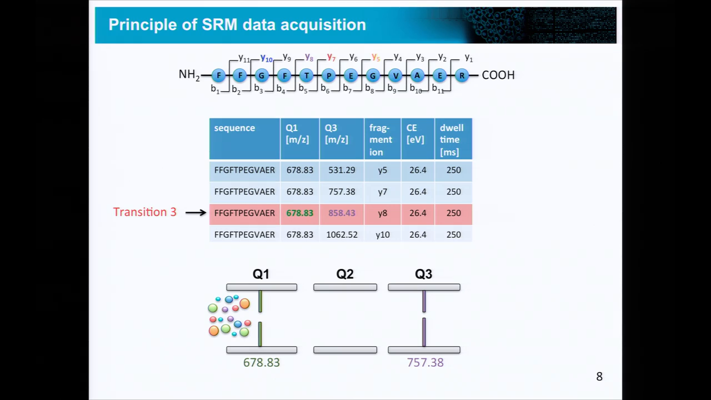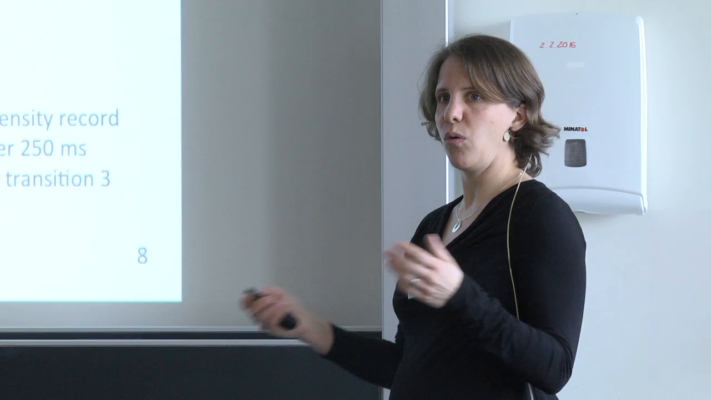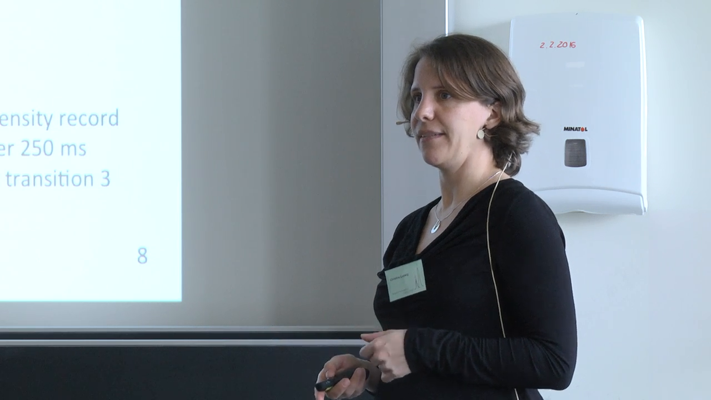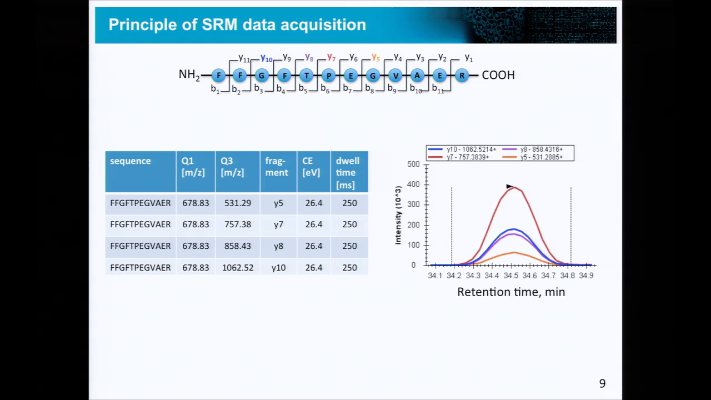And like this, the instrument will cycle through the whole table that you provide. Once it reaches the last line of the table, it will simply switch back to the first line and continue cycling through this table over and over again, over the whole HPLC gradient that you apply in your LC-MS experiment. And if you're lucky, and if you have a good, nice target peptide, and if you did everything correctly, the data that you will get from your software analysis might look like this.